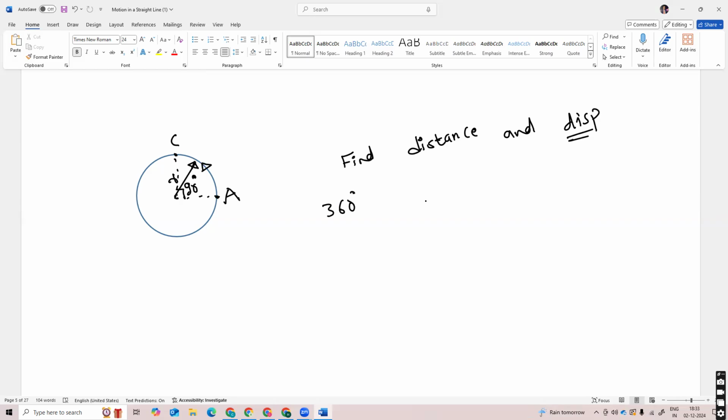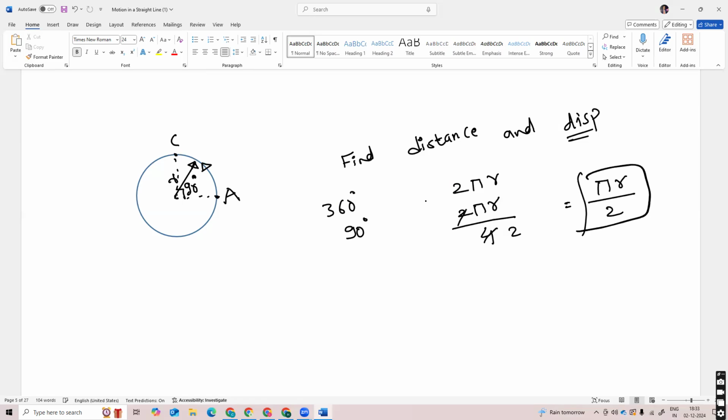And to move 360 degrees, we move along the perimeter of the circle, and the perimeter of the circle is given by 2 pi r. So when he moves 90 degrees, the total distance he has covered is basically 2 pi r divided by 4. So this 2 and 4 will give us pi r by 2. This is the distance traveled by this person when he has moved from point A to point C, because he has moved by 90 degrees along the circle.